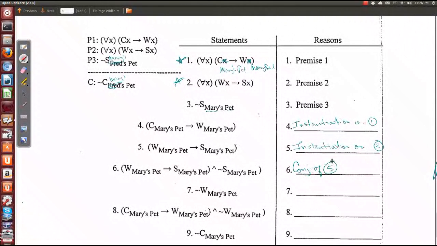So this is the conjunction of statements 5 and 3. And of course, what I'm doing here is I'm using a modus tollens relationship to get the negation of my antecedent. So this is modus tollens on step 6. So this has used up step 5, step 3, and step 6. But this is not my conclusion. I want to reach a conclusion of negation C.